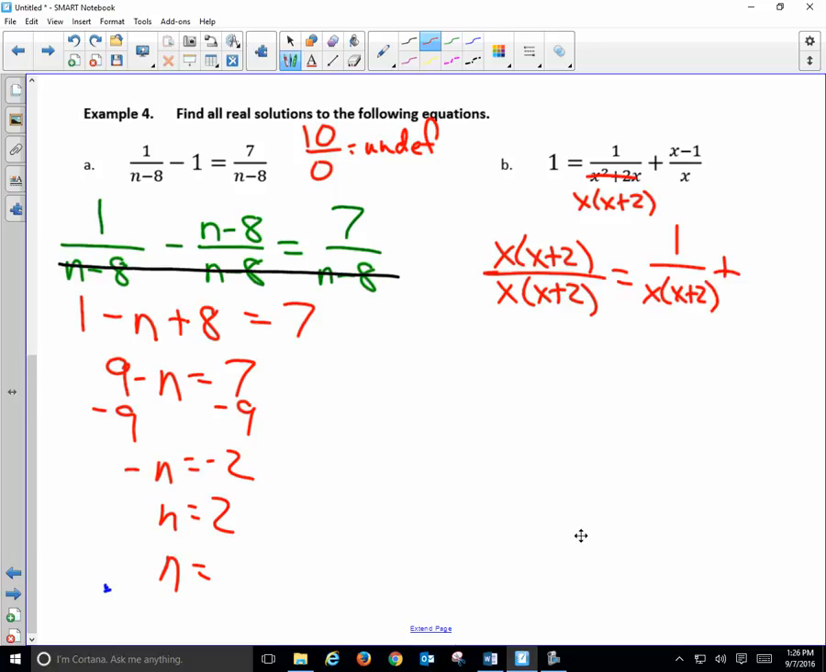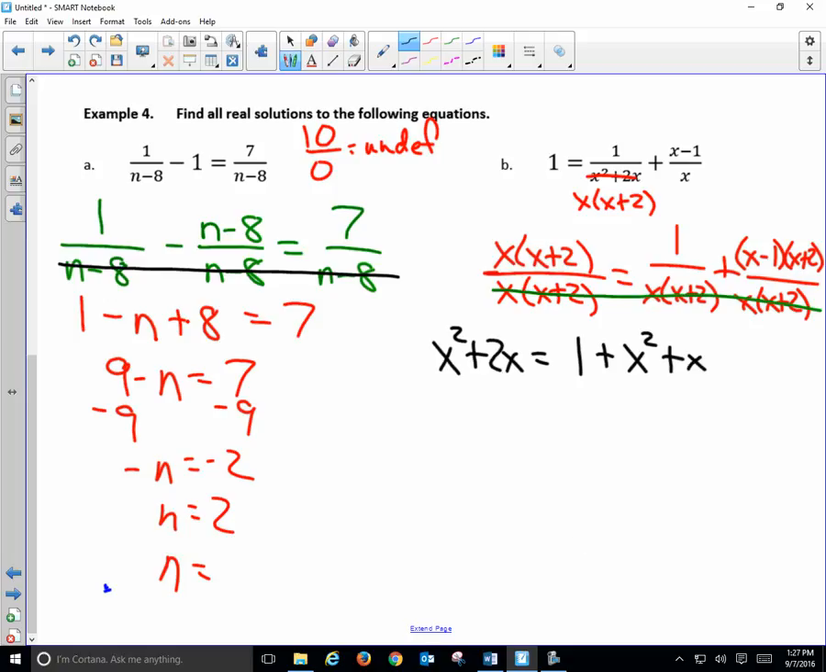Do I have to change this? Multiply by x plus 2. Some of you are groaning because you have to FOIL, but you're really good at it. Imagine if you weren't good at it, it would take you forever. So we're going to distribute through. I've got an x squared plus a 2x equals 1 plus, now we'll multiply that out, x squared plus x minus 2. What to do, what to do, what to do?